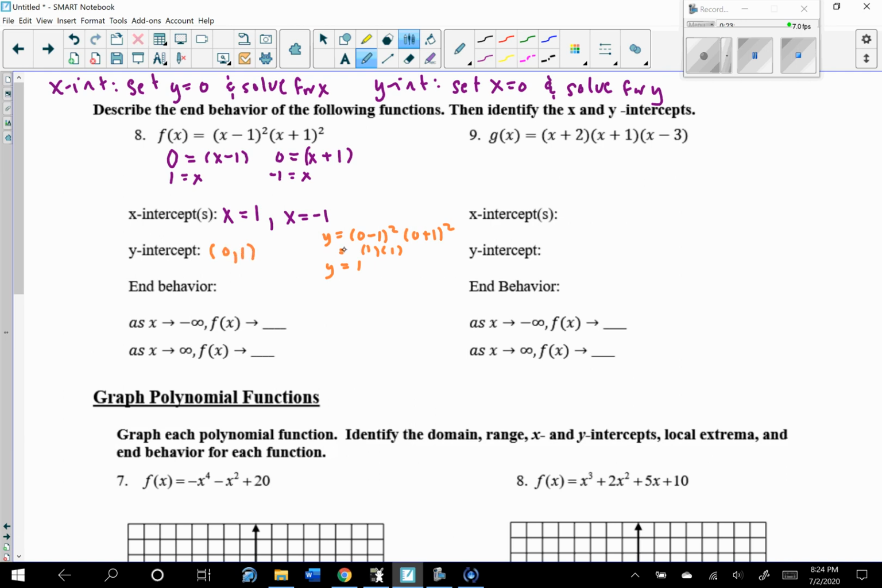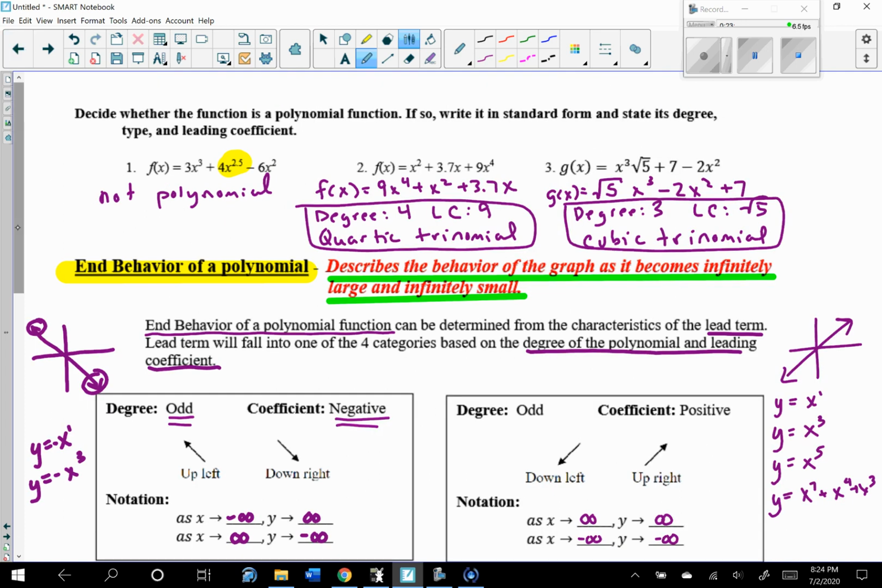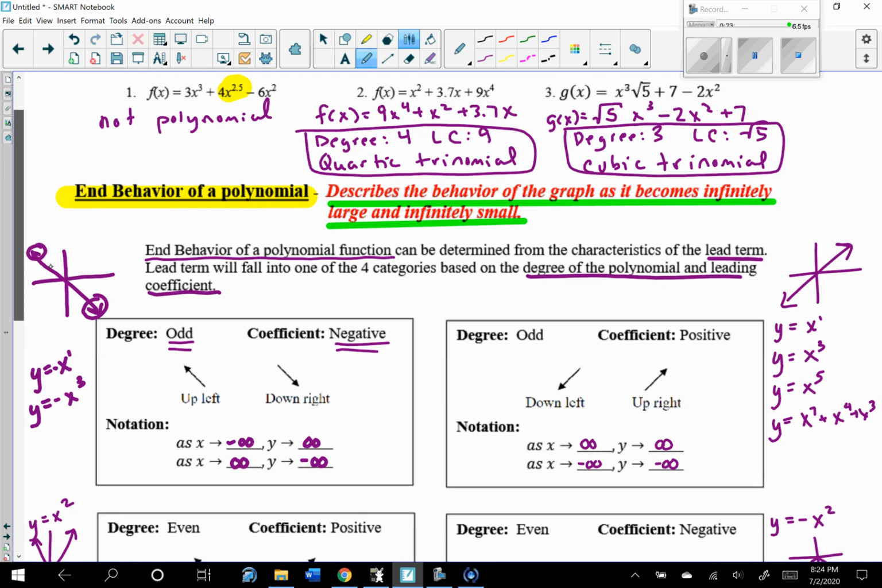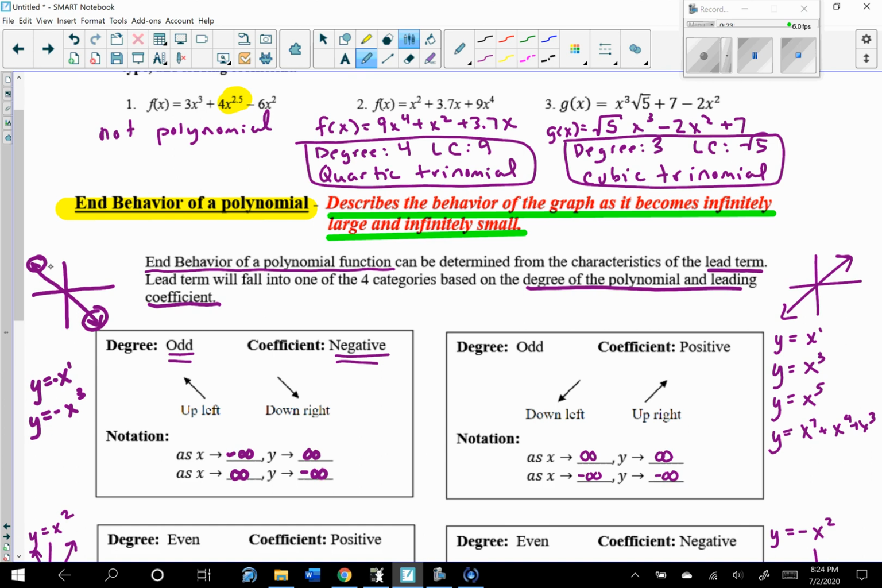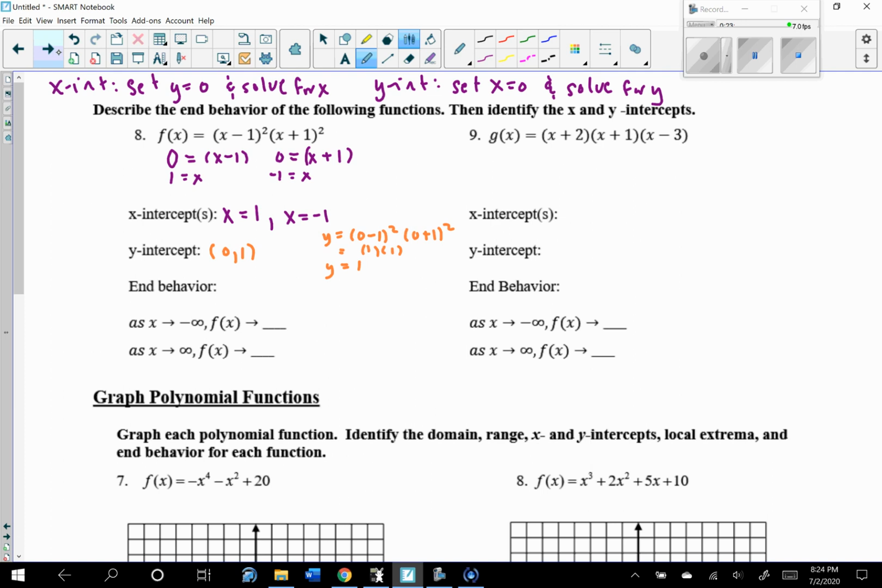For this, remember to find the end behavior. The end behavior is going to be found by the characteristics of the lead term. How do you find that? It has to be in standard form. So to find end behavior, it must be in standard form.